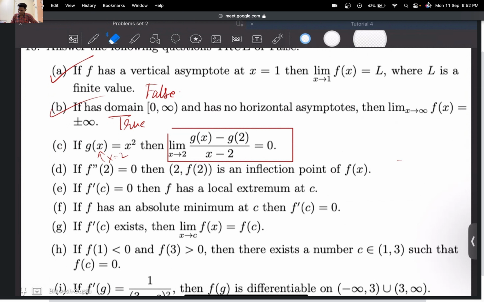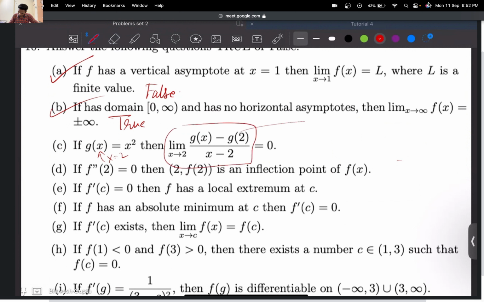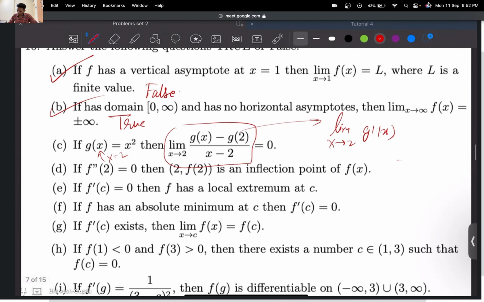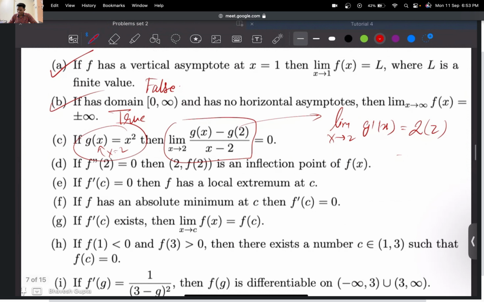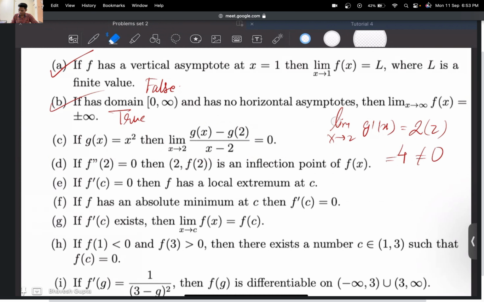So what do we see here now? That this whole particular limit is nothing more than just x tends to 2 f dash of x. So basically what you have to do is take a derivative of this and substitute 2. That turns out to be twice of 2, and that's equal to 4. And you can see that this is not equal to 0. That's what we see here. So this statement is false. We just proved it, that it has a value equal to 4.